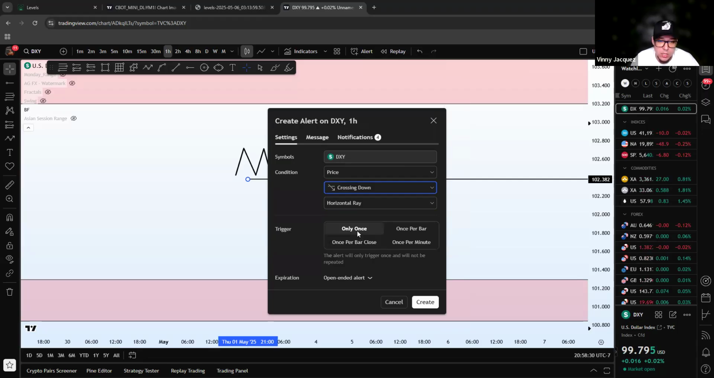Not once only, because if you only have once only, as soon as one candle touches it, you're going to be notified and that's it. Not once per bar, because 5 bars can touch it back to back to back, and you will be notified. Not once per minute, because let's just say one candle just keeps touching that line every other minute, you're going to be notified. We want once per bar close, crossing down.